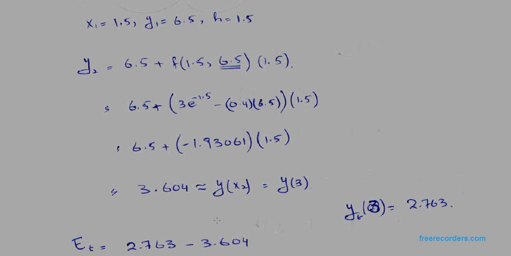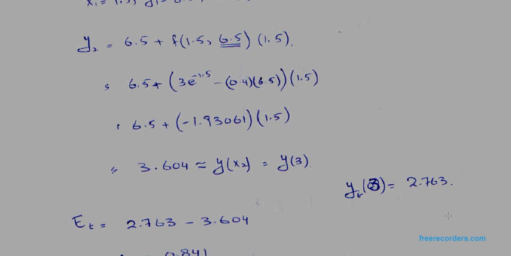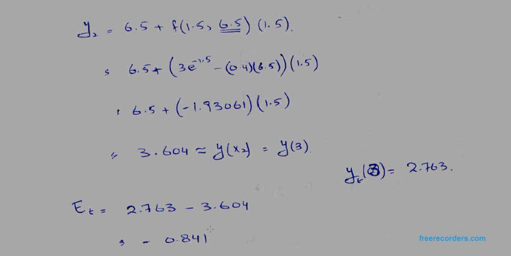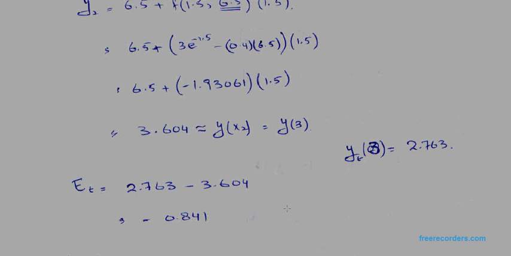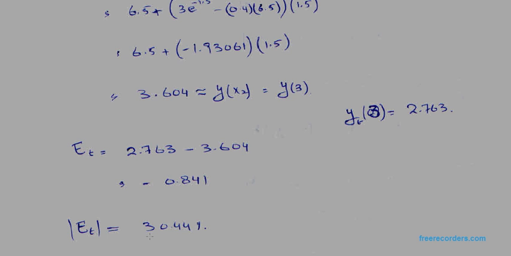Let's calculate the true error. First we take the true value of y at x equal to 3, which is 2.763. We can find the true error by subtracting the approximate value from the true value, which gives minus 0.841, and the absolute relative true error is 30.44%.